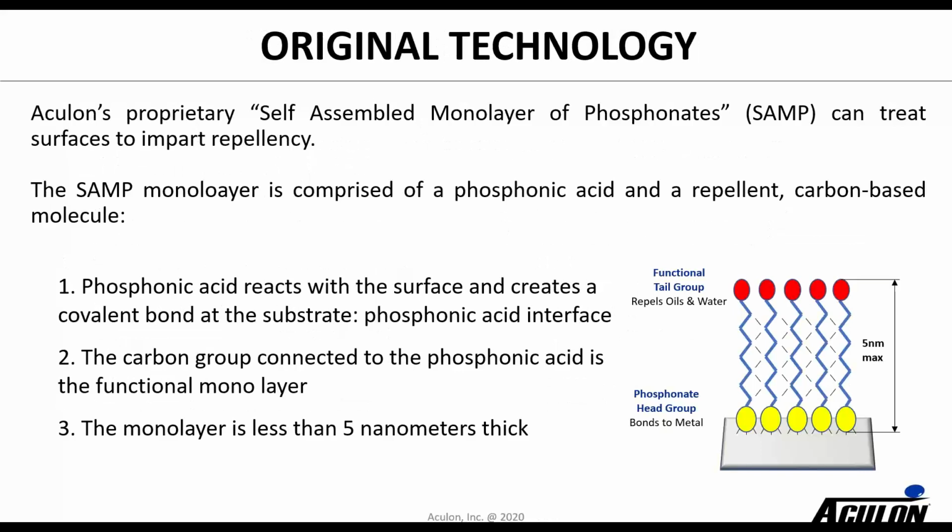The original technology the company was founded on was basically something we call the self-assembled monolayer of phosphonates, so a SAMP. And the SAMP is comprised of a phosphonic acid and a repellent carbon-based molecule. And here you can see in the little schematic, basically the phosphonic acid reacts into the surface, into an oxide layer in this case, and creates a covalent bond. And then we're able to functionalize the tail to repel oils, water, flux, depending on what particular application you're dealing with. This particular treatment is a monolayer. It's less than 5 nanometers thick, so very, very thin.